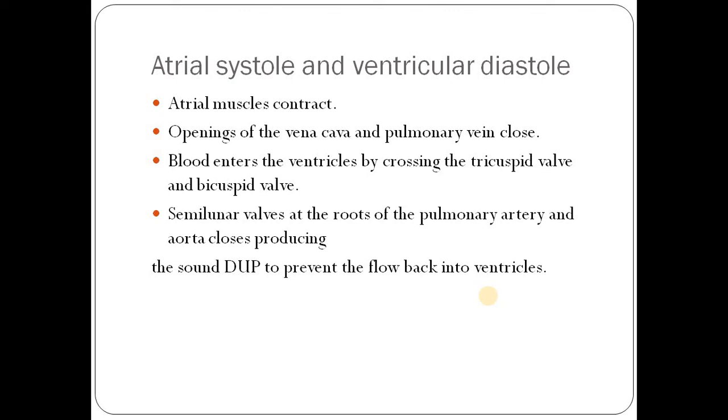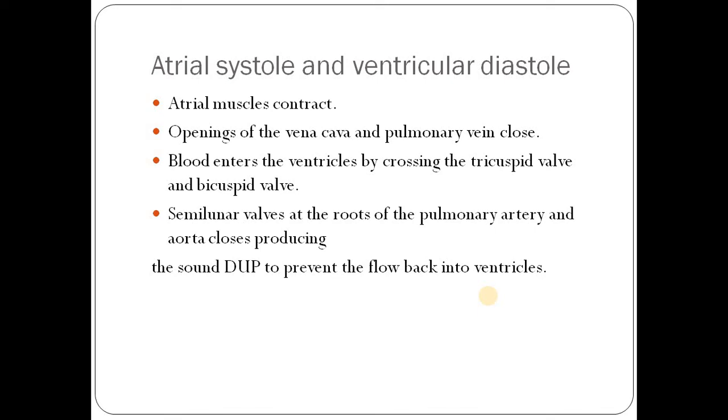Remember, atrial systole means auricles are contracting, ventricles are relaxing. What happens when the auricles are contracting? The blood in the auricles is full. Now the two openings, the openings of the vena cava and pulmonary vein, will close. Now once that is there, it's contracting. Now what will happen? The tricuspid and bicuspid valves will open and release the blood into the ventricles.